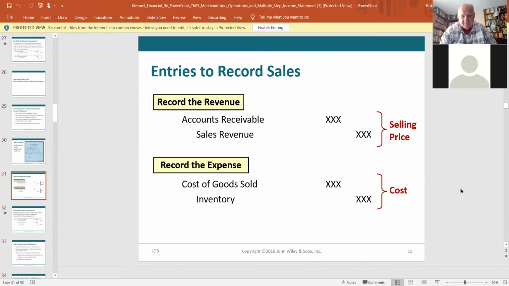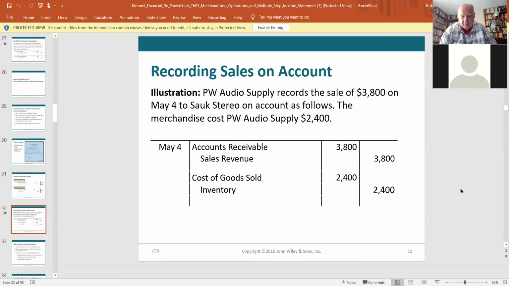Recording sales on account, same thing right here. Here we've got numbers. We had a sale of 3,800 for merchandise that cost us 2,400 to buy. We debit accounts receivable or cash. We credit sales revenue. We debit cost of goods sold, and we credit inventory. Another way to say it is we have a $1,400 profit here: 3,800 for what we sold the goods, 2,400 for what we paid for the cost of goods sold.